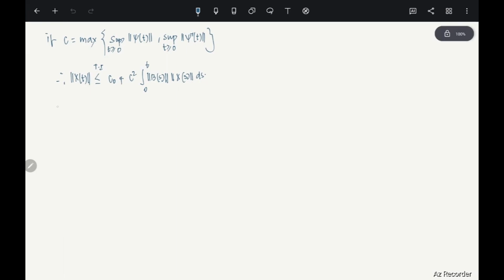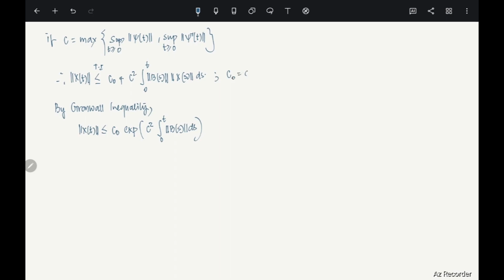Is it okay? So now by Gronwall inequality, what do we have? We have the norm of x of t is dominated by C naught times the exponential of C squared times the integral from 0 to t of the norm of b of s, ds. Is this okay? See here I should write it: C naught is C times the norm of phi inverse of 0 times x naught. This is what I wrote as C naught. So the norm will give us this.